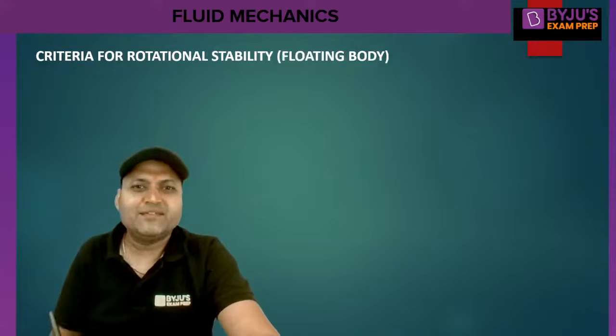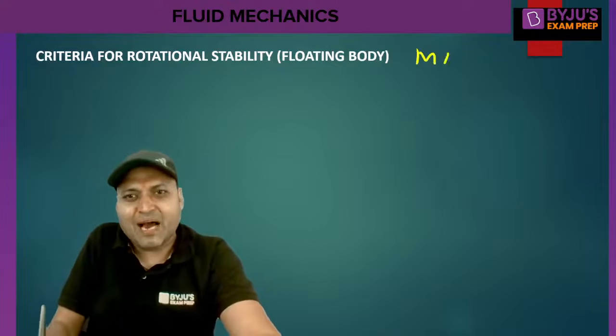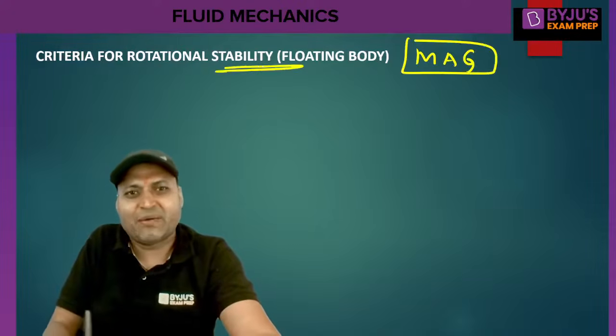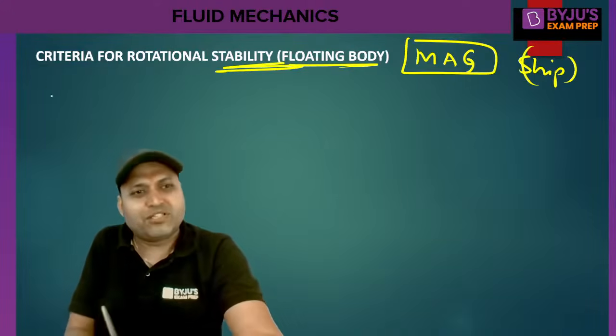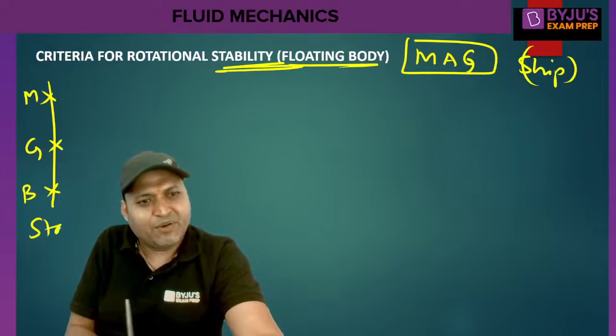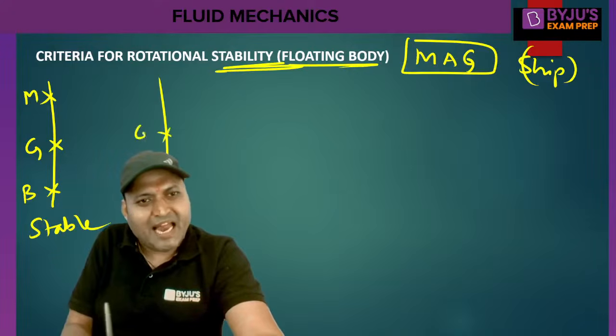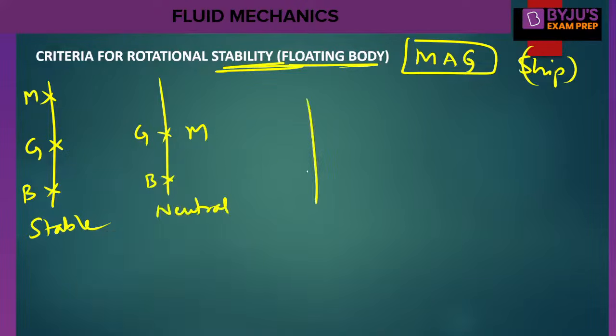For a floating body, what you need to memorize? Metacenter must lie above the center of gravity, MAG. For stability, for a floating body like a ship, metacenter must lie above G. If this is the situation, then it is stable. If G and M coincide, then it is neutral. And if M is lying below G, then it is unstable.